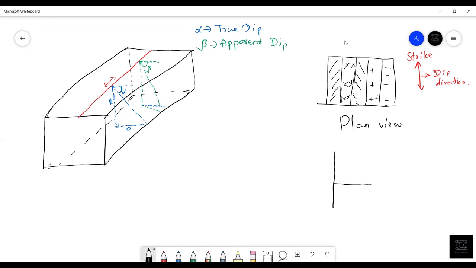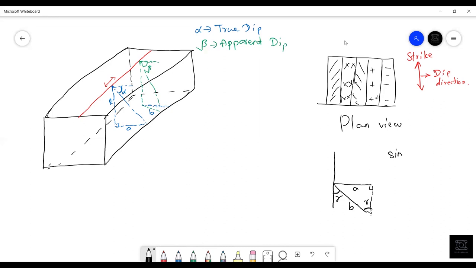So this length would be A, and this would be your apparent dip, B. So you can't see alpha and beta there, but you can see this angle, which is the angle between the strike and the apparent dip. Let's take gamma. We can complete a right angle triangle here, so this angle is also gamma.